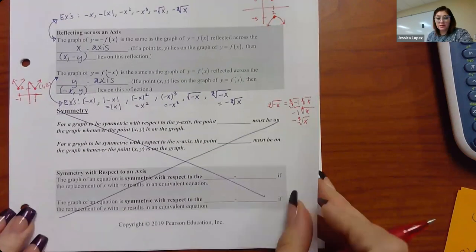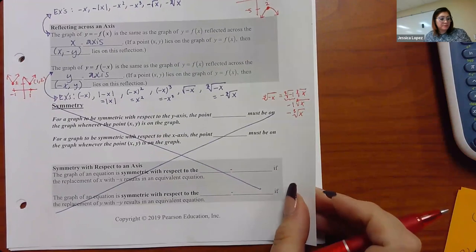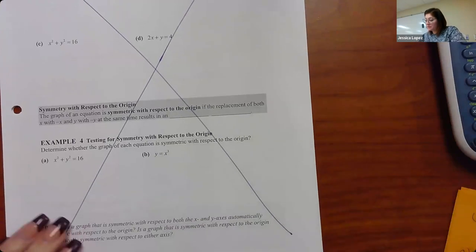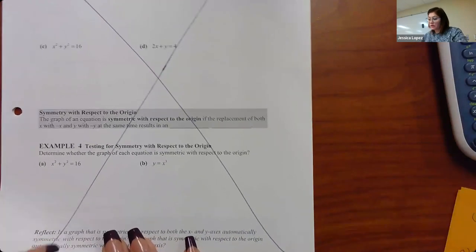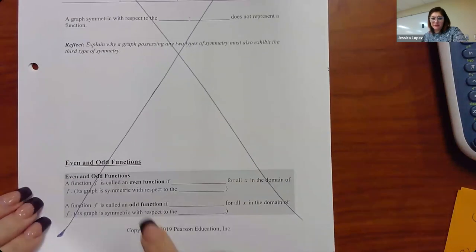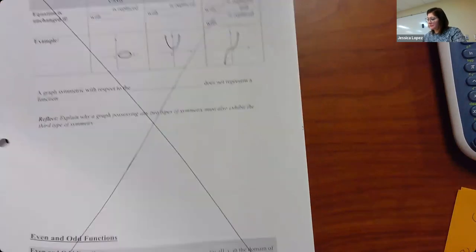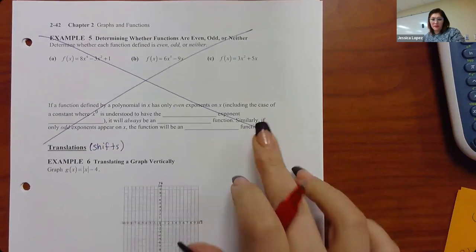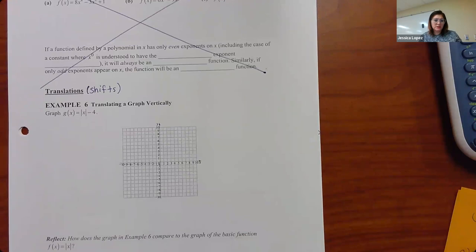So we're going to skip all of our symmetry. We're going to skip this whole page, page 40, page 41. They talk about evens and odds at the bottom, but we don't do that. This thing here as well, okay? And so what we want to get to is the shift.